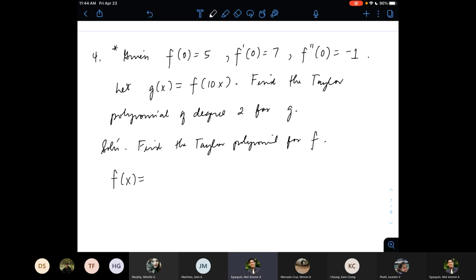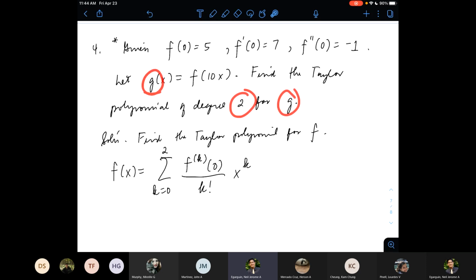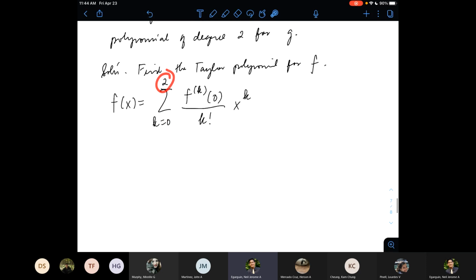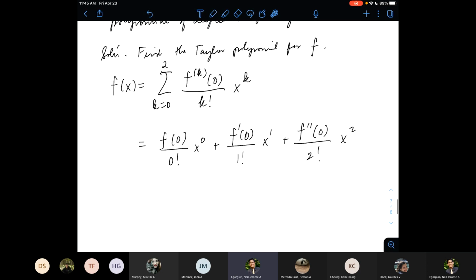Right. So f of x is equal to Taylor's expansion, so it would be the sum of f upper k evaluated at 0 over k factorial x to the power k going from 0 until 2, because you're looking for a polynomial of degree 2 for g, but g is very much related to f, so I'll find the second degree polynomial first for f, right? So this guy would be f upper 0 of 0 all over 0 factorial x to the 0 plus f prime of 0 over 1 factorial x to the 1 plus f double prime of 0 over 2 factorial x to the power 2, right? And clearly here you see that you have a polynomial of second degree, all right?